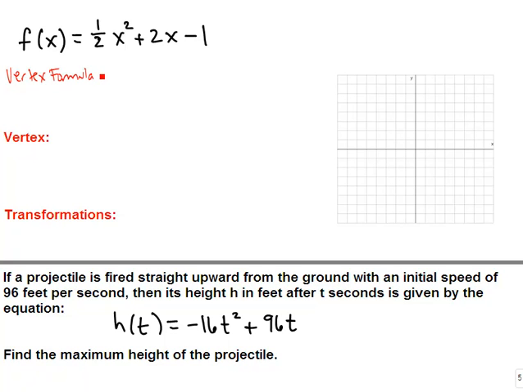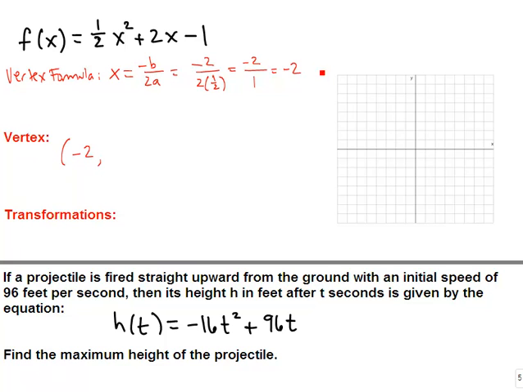So the vertex formula says that the x coordinate of your vertex is always minus b over 2a. So in this problem, b is the coefficient of x, so that's 2, and a is the coefficient of x squared, that's 1/2. So on top we get negative 2. On the bottom, 2 times 1/2 is 1, so this whole thing reduces to negative 2. So that's the x coordinate of your vertex.